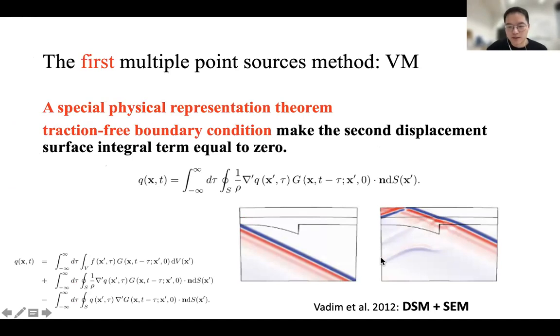Okay, the first one, we can see from this paper, they do the global simulation by the spectral element method and the DSM. They use the DSM to first calculate the traction along the boundary and then use it as a secondary source to do the hybrid simulations. We can see that the P phase will be affected by the complicated model. And this is a very special physical representation theory because they use a free boundary condition on all four boundaries. So that means this part will be zero. And finally, they got only one surface integration term. This is a very special case.